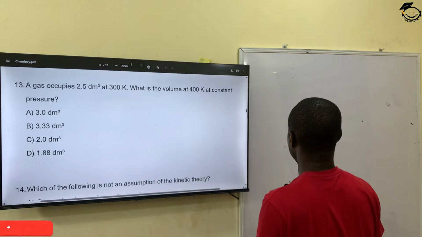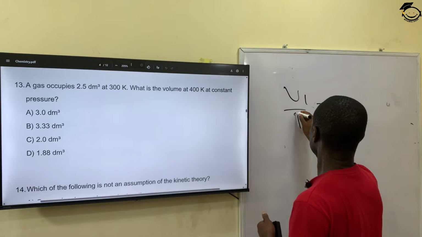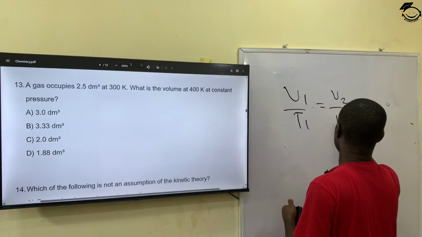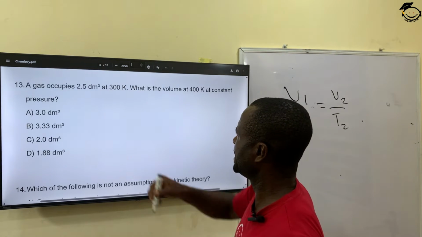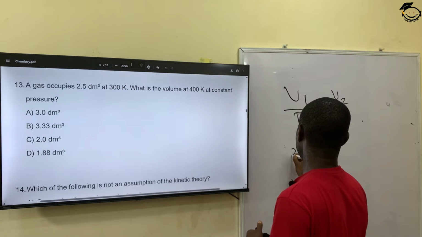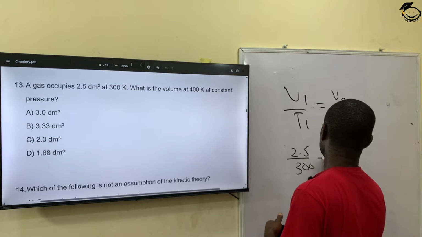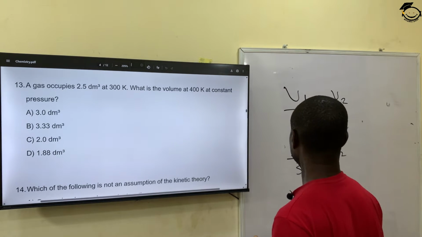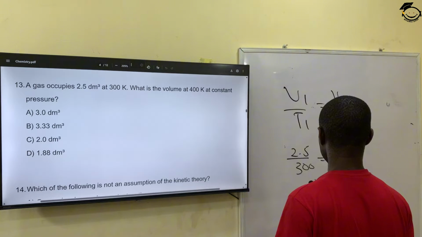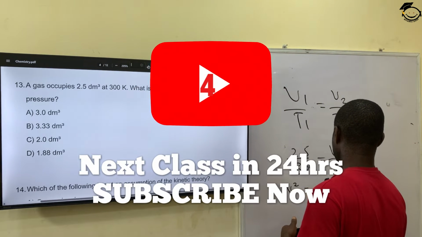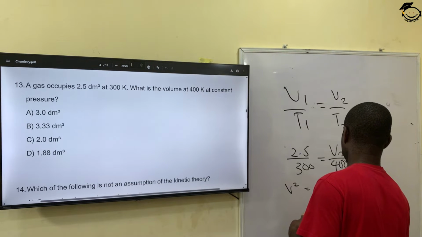Charles law gives us the expression V1 over T1, which is the initial volume, initial temperature, equals V2 over T2, final volume and final temperature. Here we have the initial volume to be 2.5 dm³, initial temperature to be 300, which is equal to V2, which is unknown, all over 400 Kelvin. So cross multiply, V2 gives us 2.5 times 400 over 300.